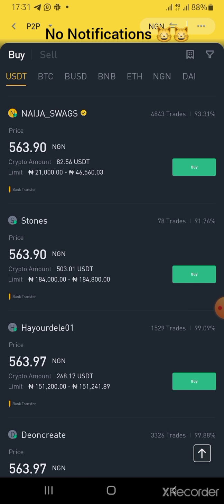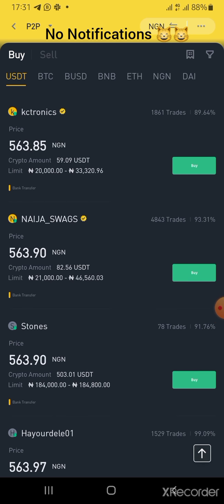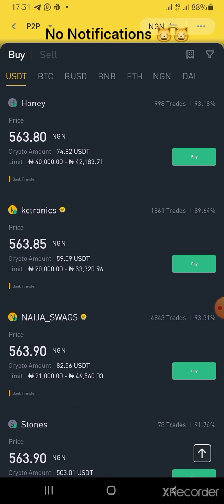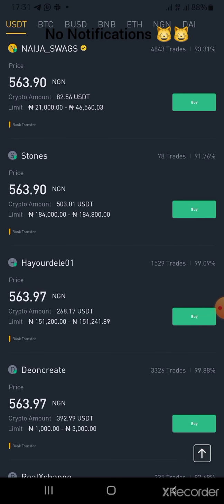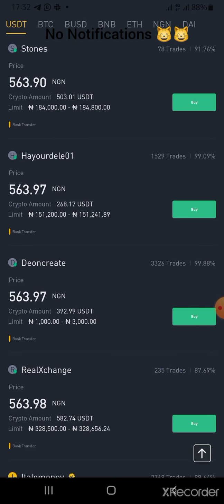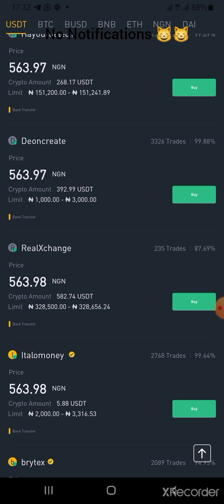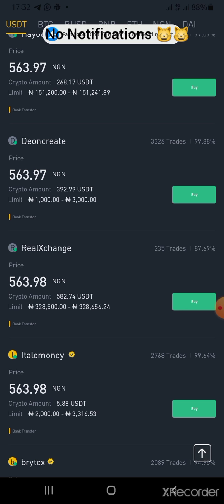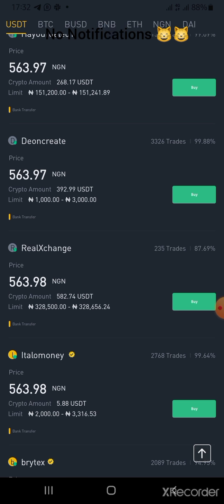So if you want to buy 10,000 naira, of course, Ninja Swags is not the merchant to trade with, because what you want to buy is way below his limit. But coming down, you get to see a merchant like Dion Create. He has a limit of 1,000 naira, so you could buy as low as 1,000 naira from him. But right now, his highest limit is 3,000 naira, which really doesn't make any sense. But what do I know?